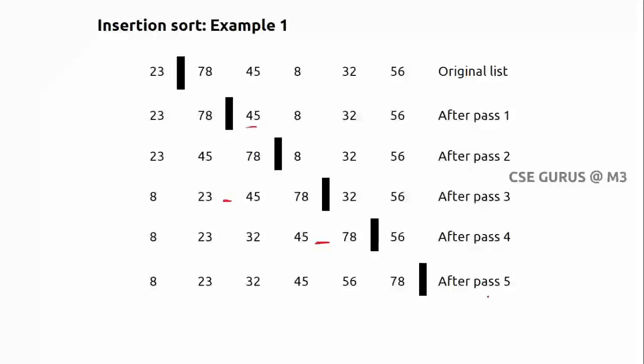5 passes are required. If you have n elements, you require n minus 1 passes. So like this we have to go for the insertion sort example. Okay, yeah, we can see the program now. So how to do this one?